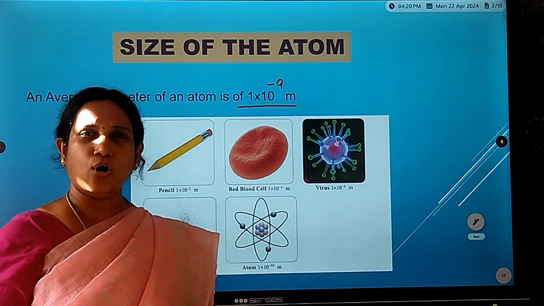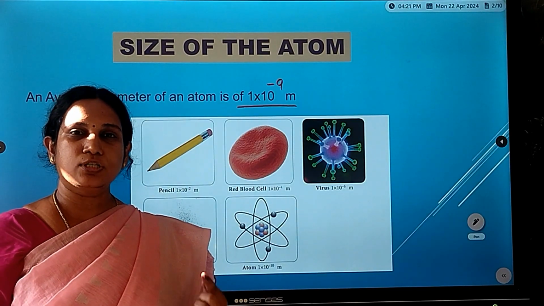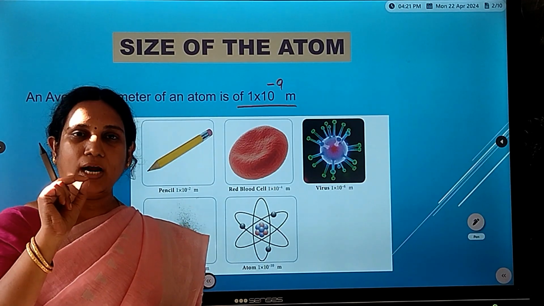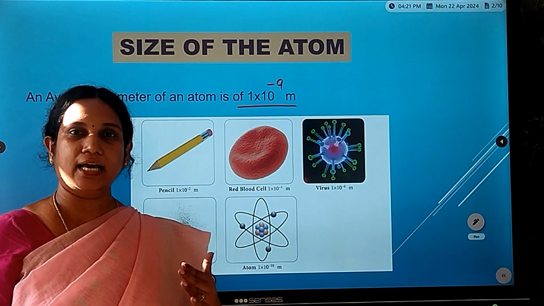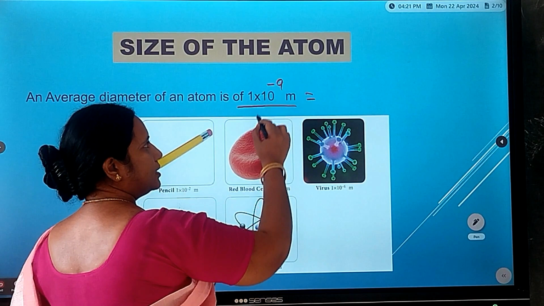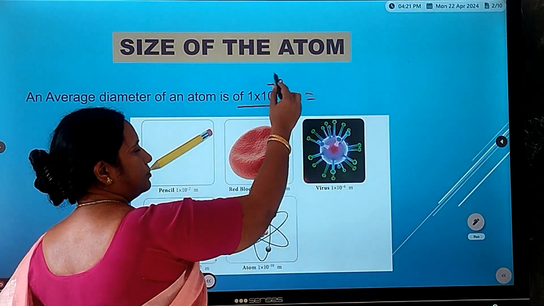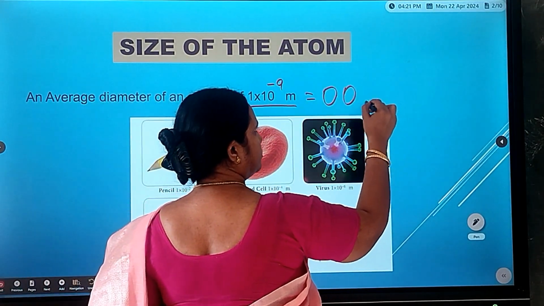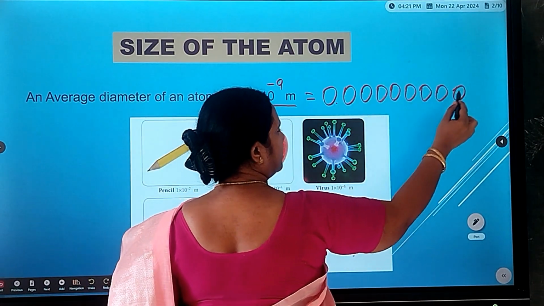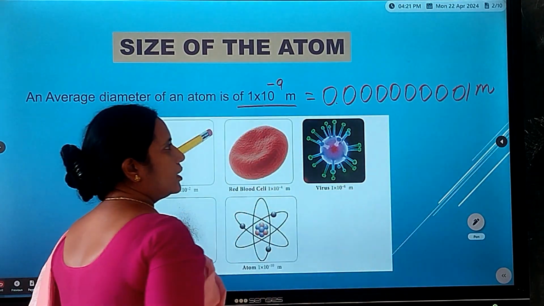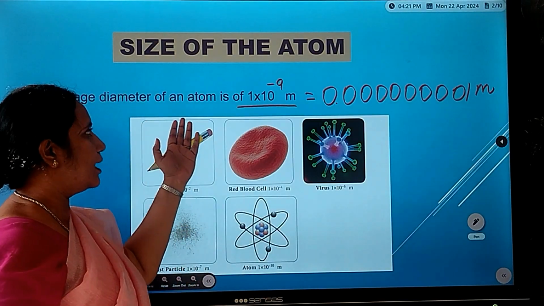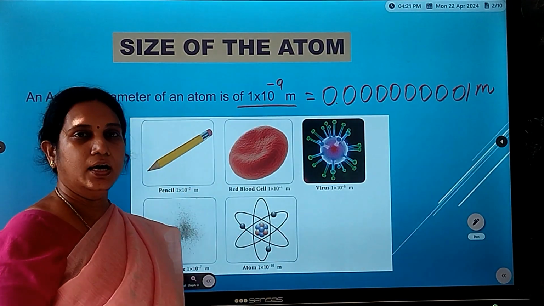See, imagine how small the atoms are, children. Atoms are smaller than 1 meter. On a meter scale, you will see the reading, no? 1 meter. So it is much smaller, 9 orders of magnitude smaller than 1 meter. 10 power minus 9 can be written by putting 9 zeros: 1, 2, 3, 4, 5, 6, 7, 8, 9, and the decimal should be here, and then 1 meter. Okay children, the diameter of the atom is equal to 1 into 10 power minus 9 meter.